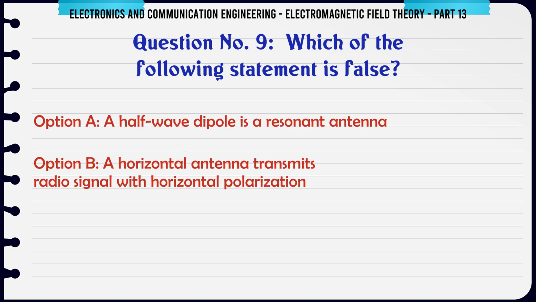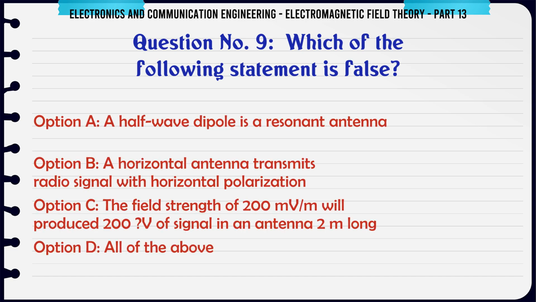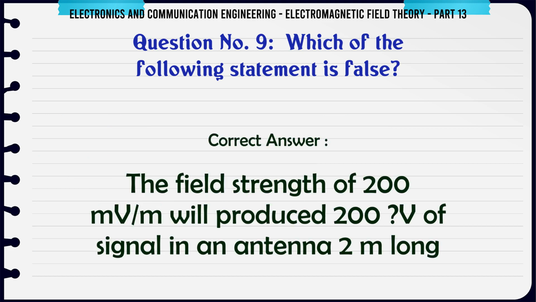Which of the following statements is false? A: a half-wave dipole is a resonant antenna. B: a horizontal antenna transmits radio signals with horizontal polarization. C: the field strength of 200 mV/m will produce 200 V of signal in an antenna 2 m long. D: all of the above. The correct answer is the field strength of 200 mV/m will produce 200 V of signal in an antenna 2 m long.